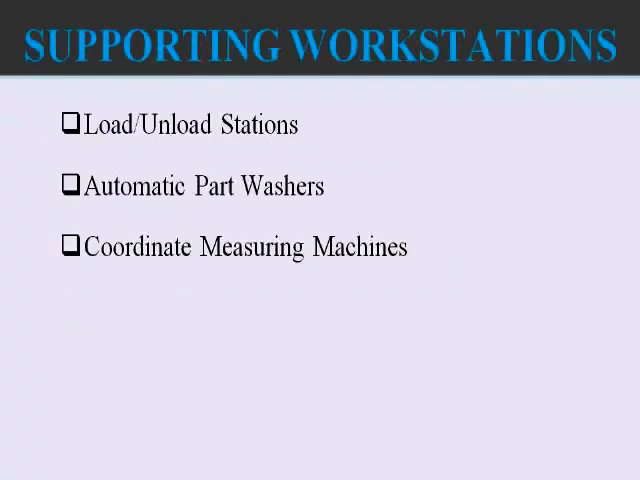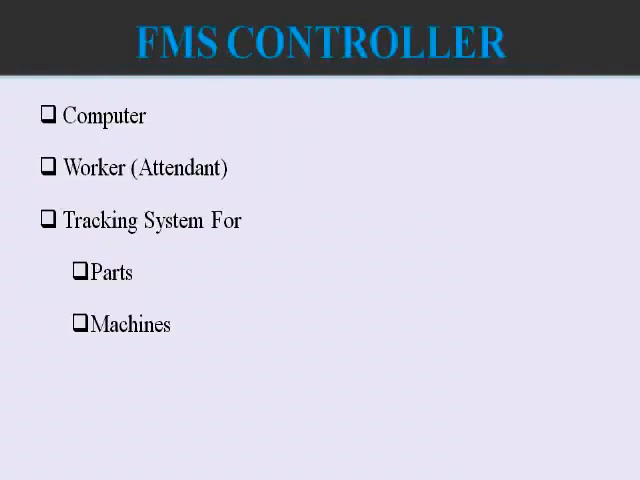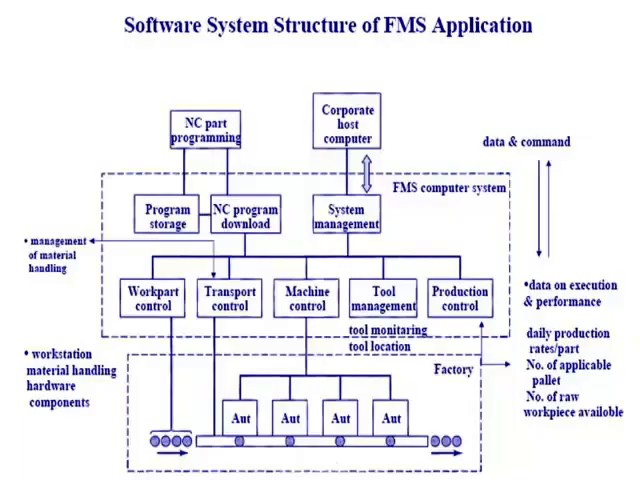Supporting workstations, load-unload stations, automatic part washers, automatic painting stations, coordinate measuring machines, online inspection devices, material handling systems, automated guided ways, automated storage and retrieval systems, robots, conveyors, an FMS controller, invariably a computer, and programmable logic controllers, and human beings like an attendant, tracking system for parts, machines with barcode readers, with all sensors, sensor inputs and outputs. Software system structure of FMS application.